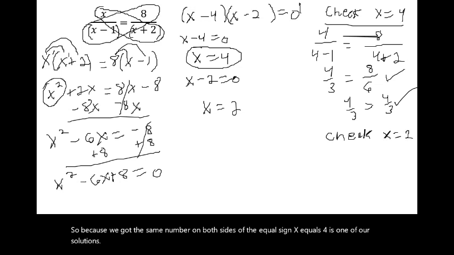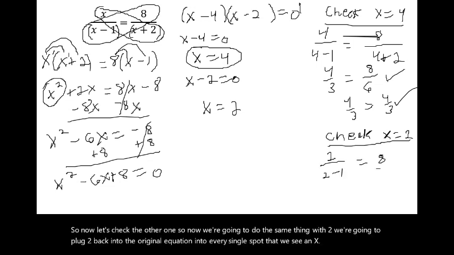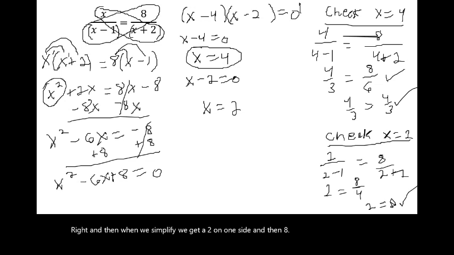So now let's check the other one. Now we're going to do the same thing with 2. We're going to plug 2 back into the original equation into every single spot that we see an x. All right, and then when we simplify, we get 2 on one side, and then 8, and then 2 plus 2 is 4. 8 divided by 4 is indeed 2. So you get 2 equals 2.